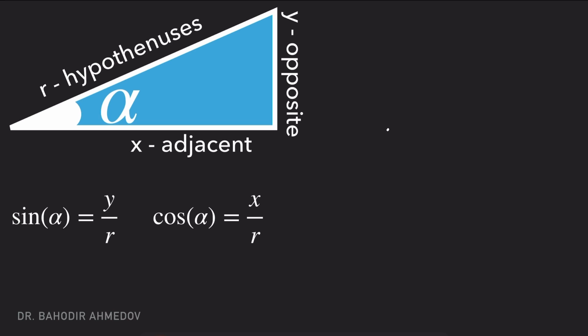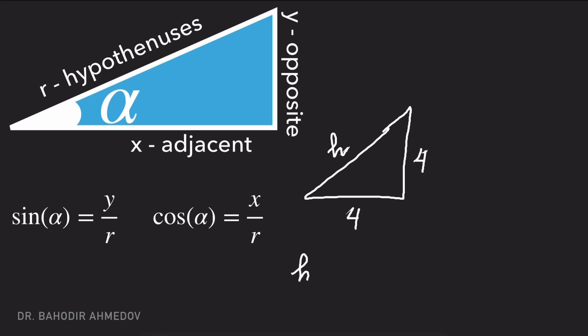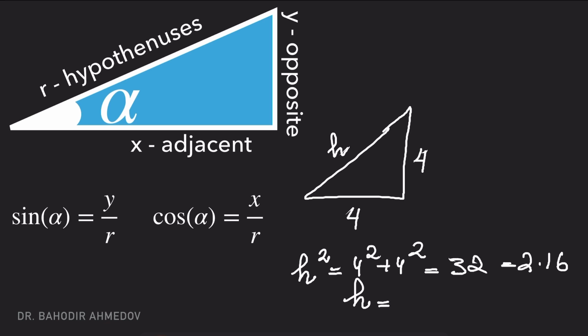So let's say you've got a triangle with the sides. Let's say this side is going to be equal to 4, and this side is going to be equal to 4, for example. Then the length of this side, the hypotenuse, can be found using the so-called Pythagoras theorem. So h squared is going to be equal to 4 squared plus 4 squared, which is 32, right? Or essentially 2 times 16. And if you would like to find h, it's going to be equal to 4 times the square root of 2.